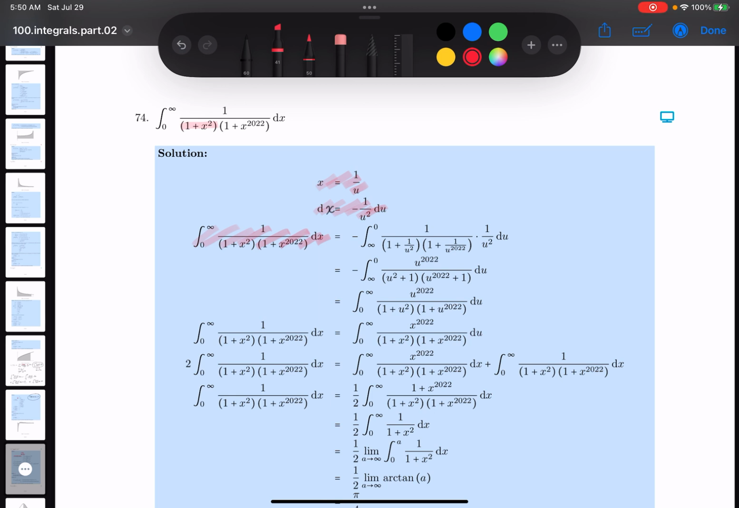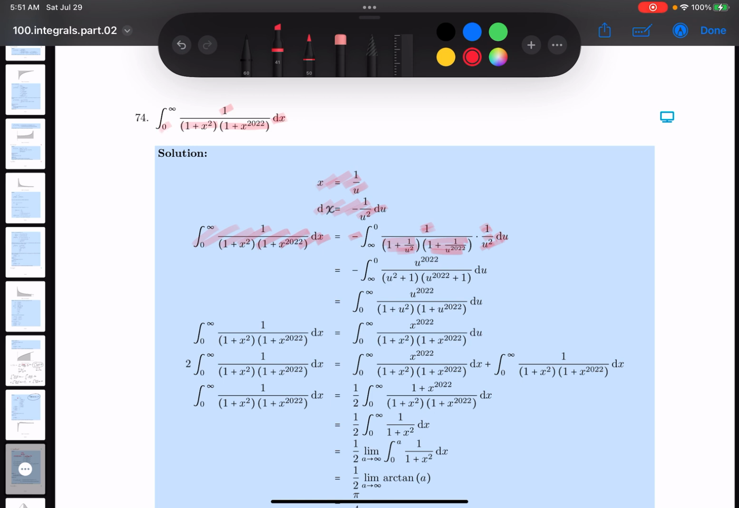And what's that going to be? That's going to be 1 plus 1 over u squared. And this one over here, relatively simple. It's 1 plus 1 over u to the 2022. And then what's the dx going to be? The dx is going to be minus 1 over u squared du. I got that covered. I got the 1 covered. Let's do the limits. This reminds me of the last problem, by the way.